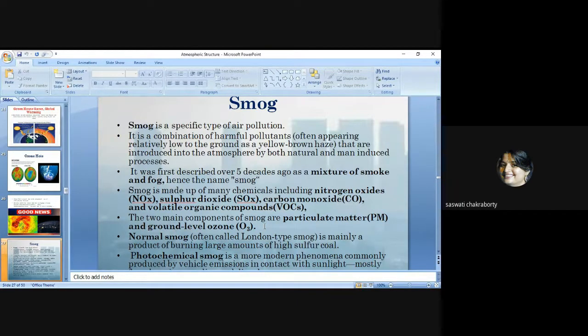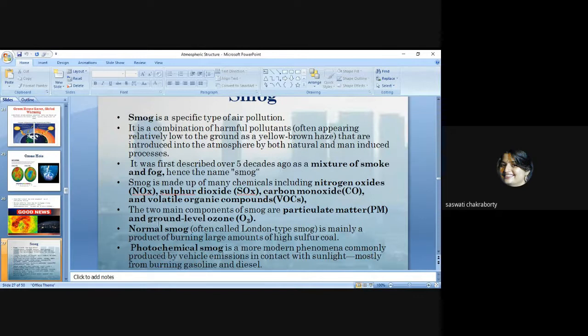Smog is again of two types. One is normal smog, also called London type smog, caused by the burning of large amounts of high sulfur coal. Another is photochemical smog, which is a modern phenomenon commonly produced by vehicle emissions in contact with sunlight. Photochemical means sunlight plays a major role, and it is due to the burning of gasoline and diesel.